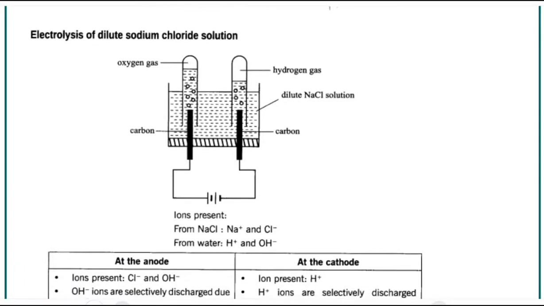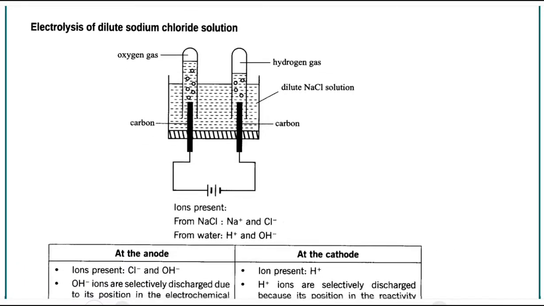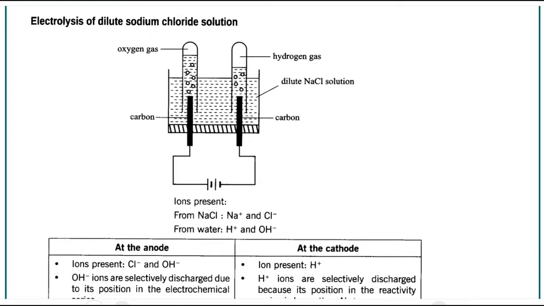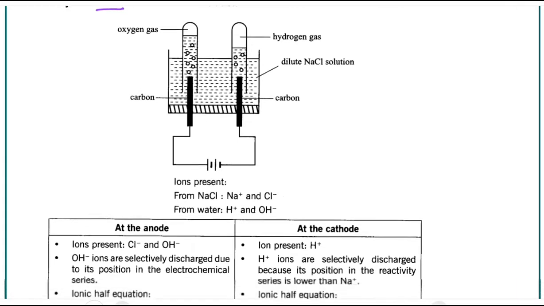Then we go to the electrolysis of a dilute solution, which is dilute sodium chloride. Now it's quite different, because it's a dilute solution, unlike the other one we did, the concentrated solution. Being a dilute solution, it means we have selective discharge of anions, where we look at the electrochemical series. So now we have sodium chloride giving us the respective ions.